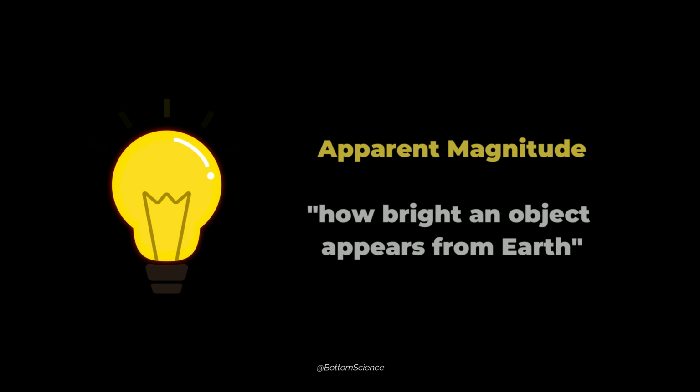Now we can finally define something. Apparent magnitude. This simply means how bright an object appears from Earth. That's all. Notice something important. It doesn't tell us how much energy the star actually produces. It only tells us what reaches our eyes.